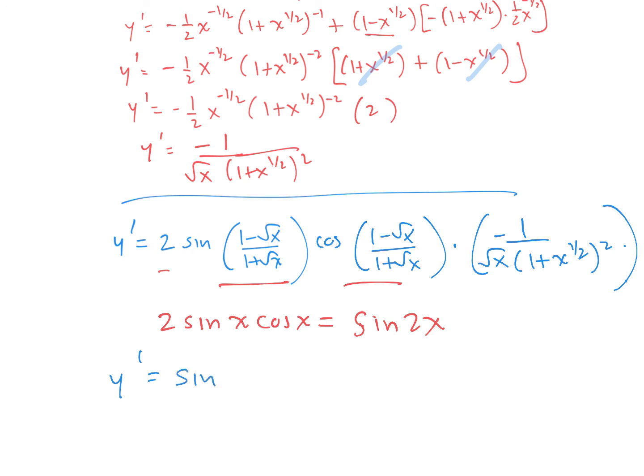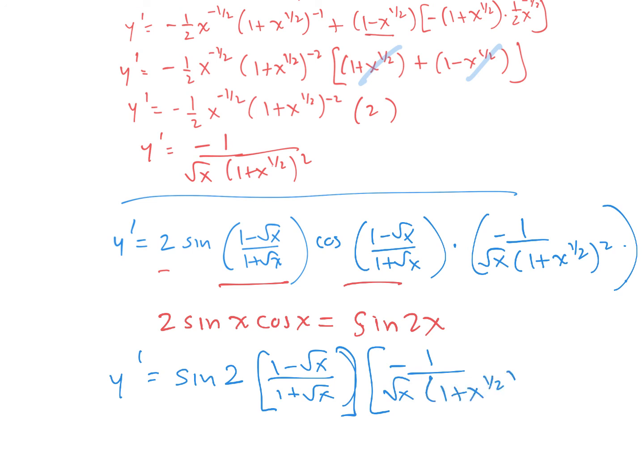So sine 2 times this bracket. Is it necessary? Probably not, but that's what they do in the solution, so I'm just showing you how they got that. And then this bracket stays the same. And that is the final product.